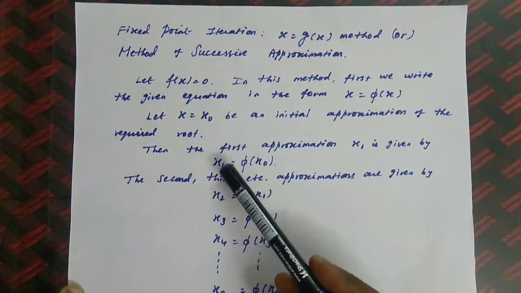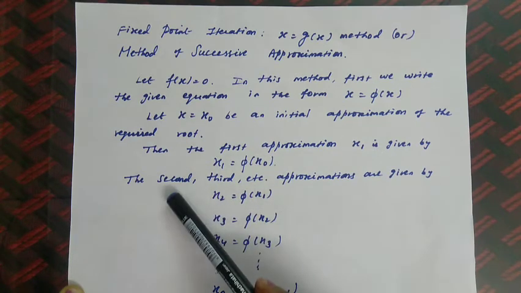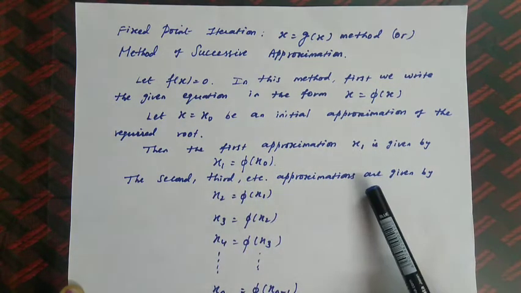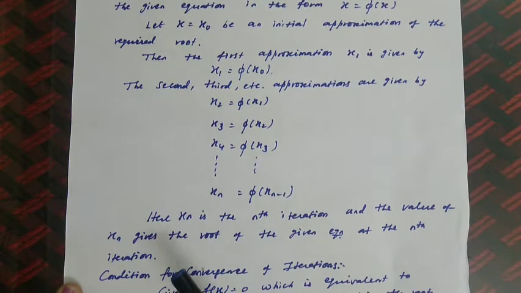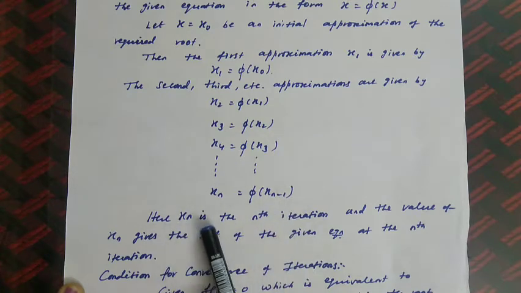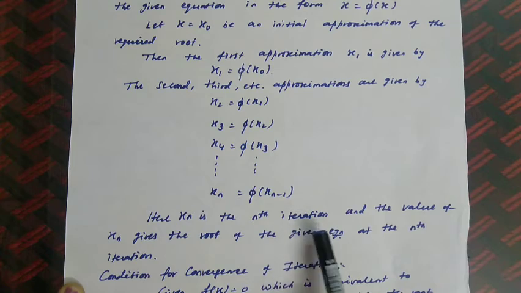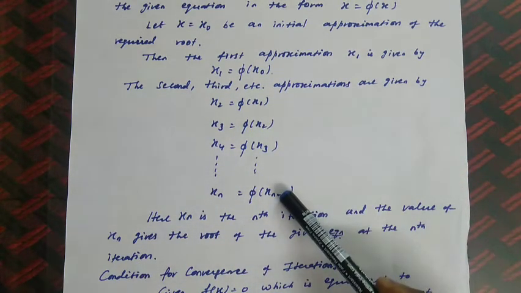So the first iteration is of the form x1 equal to phi of x naught, and then the second, third and further iterations are x2 equal to phi of x1, x3 equal to phi of x2, x4 equal to phi of x3 and so on. Finally, xn equal to phi of xn minus 1. Here xn is the nth iteration and the value of xn gives the root of the given equation at the nth iteration. So this is the procedure under fixed point iteration.